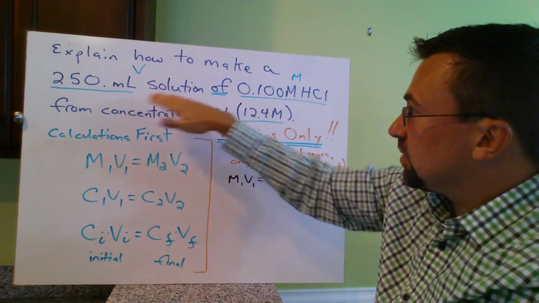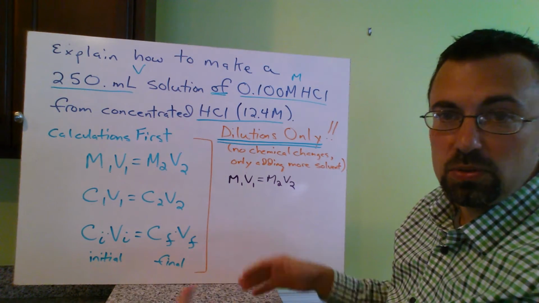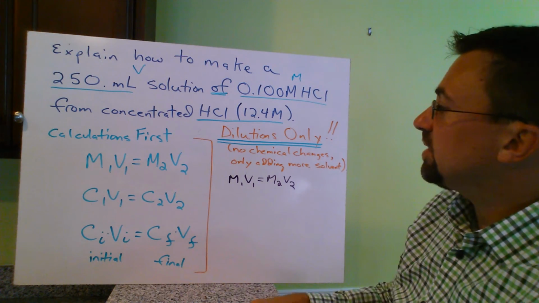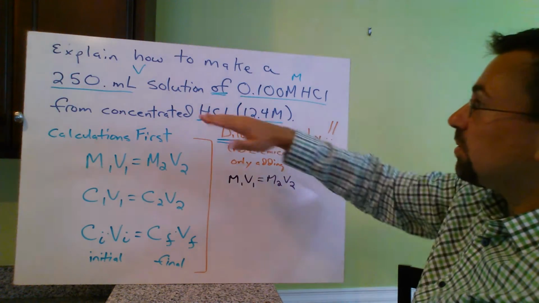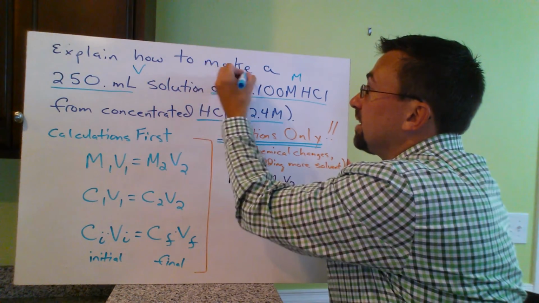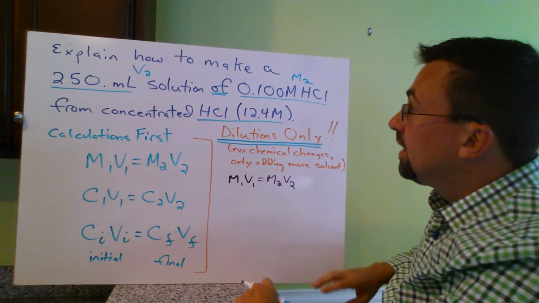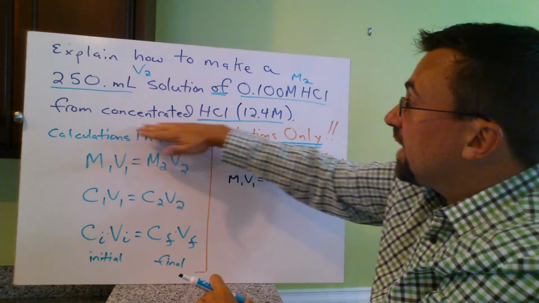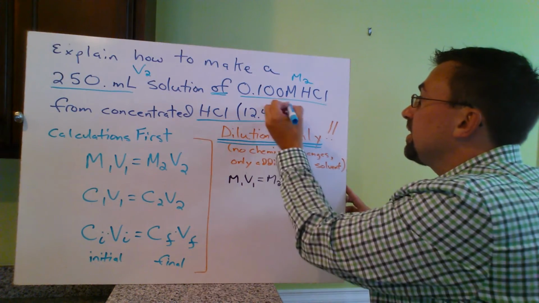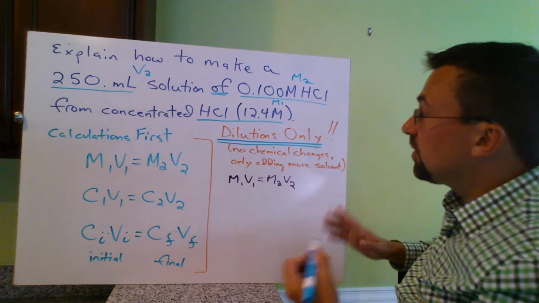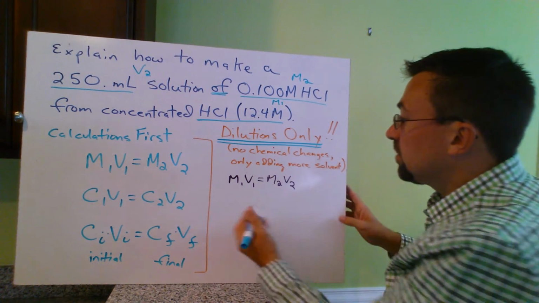This is talking about the same solution. So these are either going to be both 1s, or both 2s, or both I's, or both F's. And let me just stick with this initial final idea. This is what we want at the end. We're going to make this. So this is going to be our second volume and our second molarity. And it says from concentrated HCl, so this is a molarity, and that's going to be what we start with. You can notice we're missing V1, so that's what we're solving for.